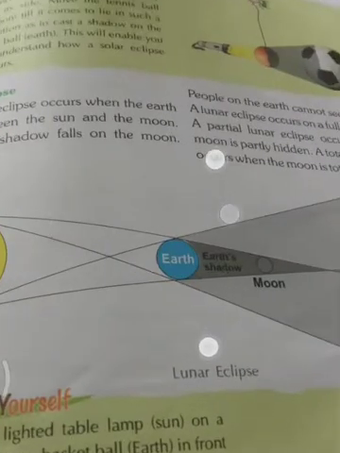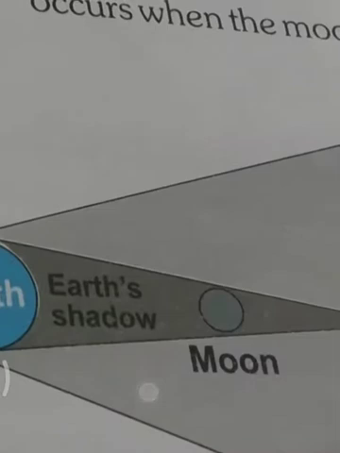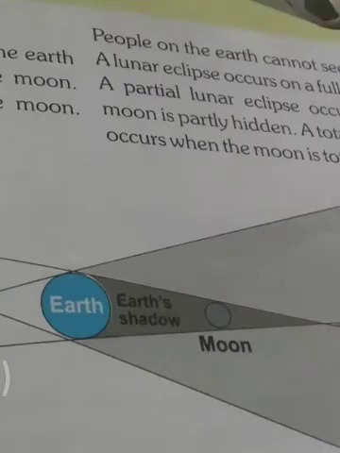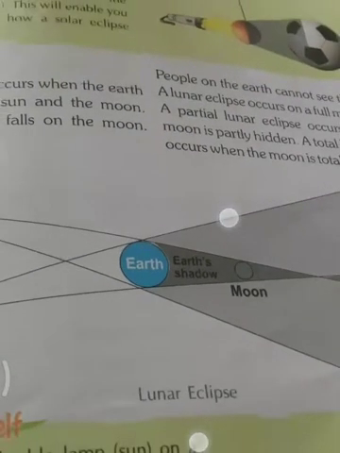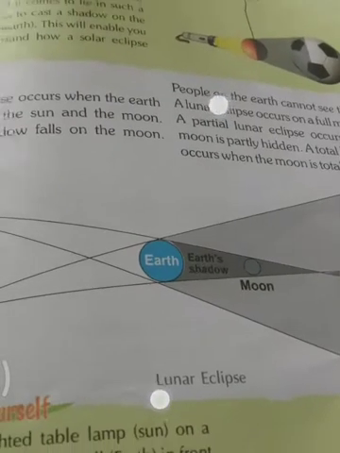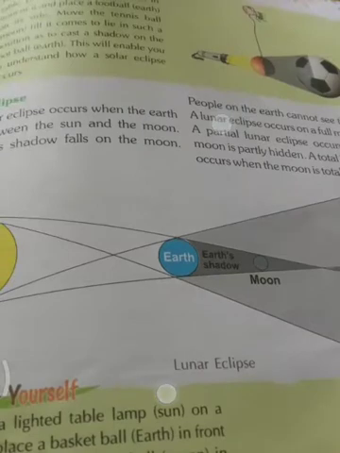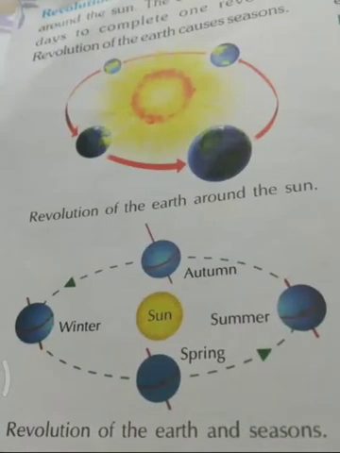Then lunar eclipse: when the earth comes in the center and the shadow of the earth falls on the moon. Sometimes the moon is not visible, sometimes it is partially visible. When it is not visible, it is a full lunar eclipse. When it is partially visible, a partial lunar eclipse occurs. Revolution: the earth revolves around the sun and completes its revolution in 365 and a quarter days, and it causes change in season. As shown in the diagrams in this video, you have to practice them in the book. Thank you.